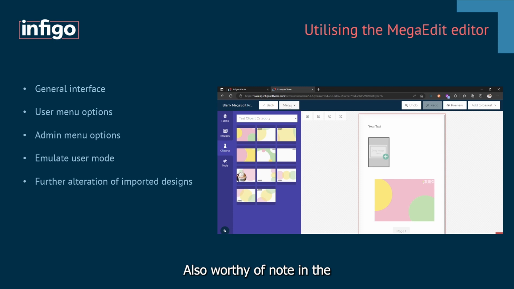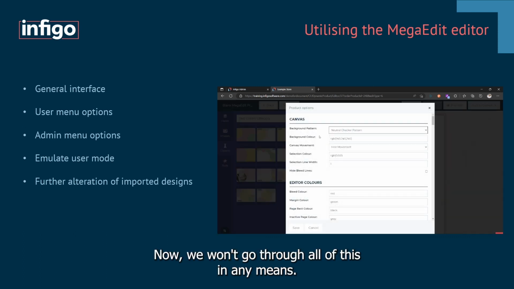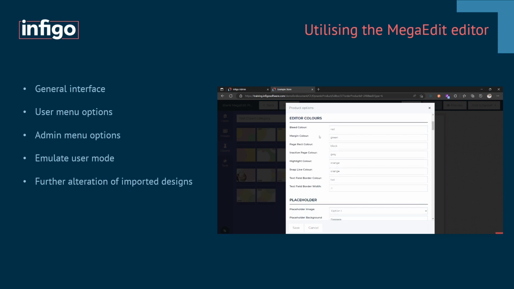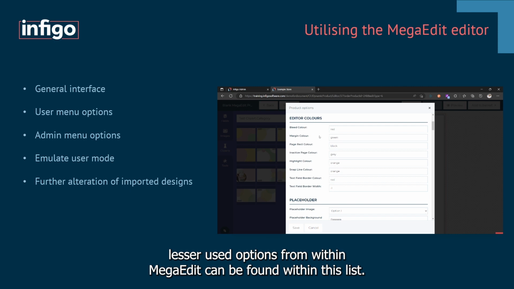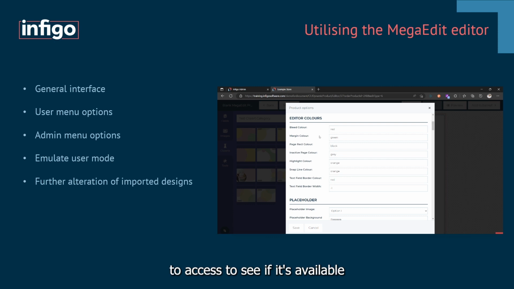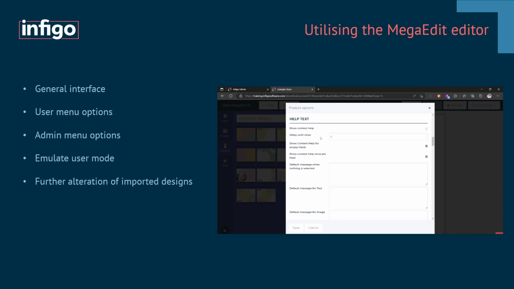Also worthy of note in the MegaEdit editor here, if I go to menu, is the product options. Now, we won't go through all of this by any means, but just so that you're aware, a lot of the lesser used options from within MegaEdit can be found within this list. So if there's something you want to try and do, the first place to access to see if there's an option for it will be in here.